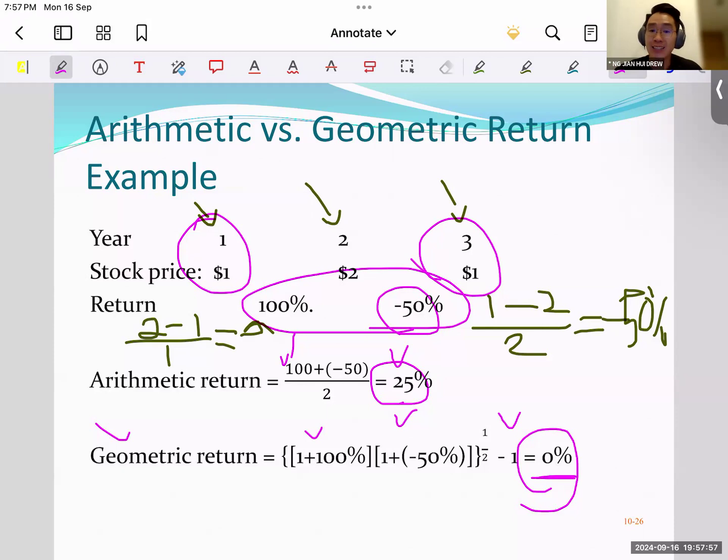Geometric return is the right way to understand your returns, which is the one that we always use in finance. And we never use this. Okay, hope in this example it becomes very clear that geometric is the right way to do it.